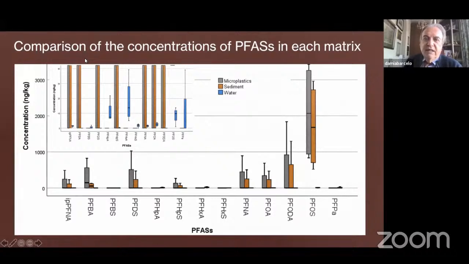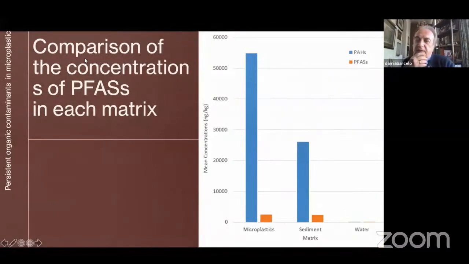The PFAS, the same thing. So we also got microplastics, the color is the dominant one as compared to water and sediment. So what we see here is that microplastics are the main matrix that will absorb all these chemicals and will remain in the microplastic. It means that the microplastic is not only microplastic itself, the monomers, the polyethylene or polypropylene, but it also contains other chemicals.